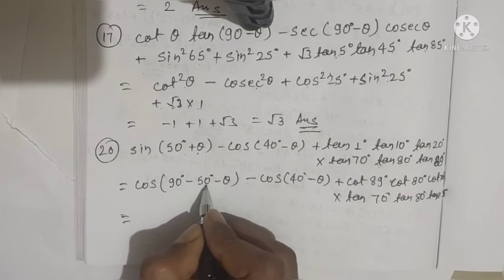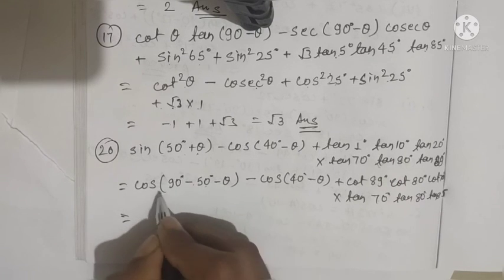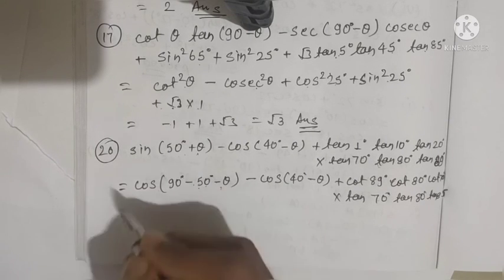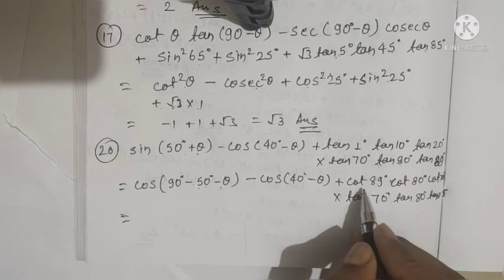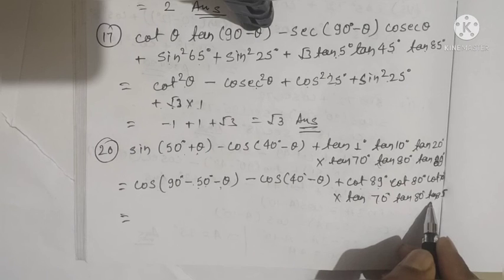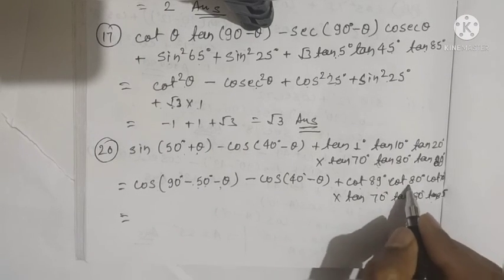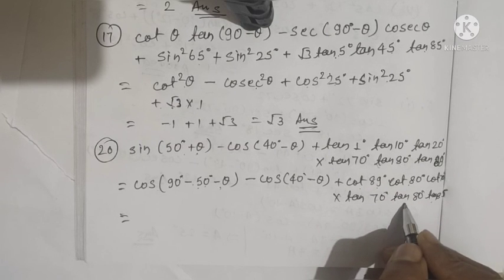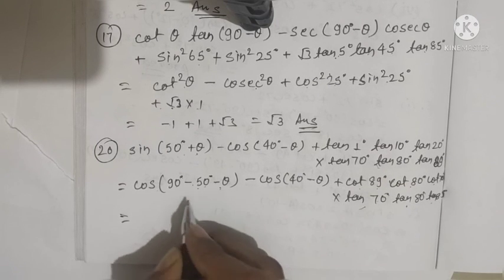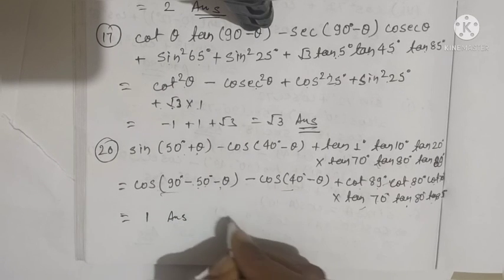Now 90 minus 50 becomes 40 degree, so it will be cos (40 minus theta), and cos (40 minus theta) minus cos (40 minus theta) cancel each other, so that will be 0. And as we know that cot 89 degree and tan 89 degree are inverses of each other, so they give the value 1, and cot 80 and tan 80 give the value 1, and cot 70 and tan 70 give the value 1. So this is 0 and this is 1, and the answer will be 1, simple.